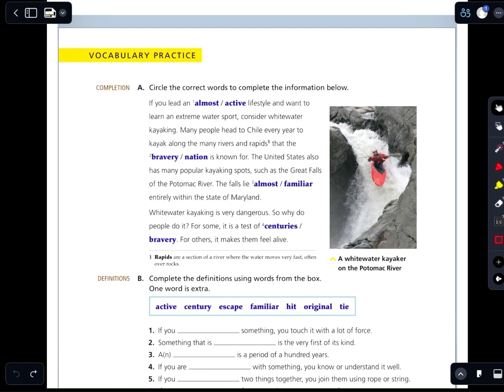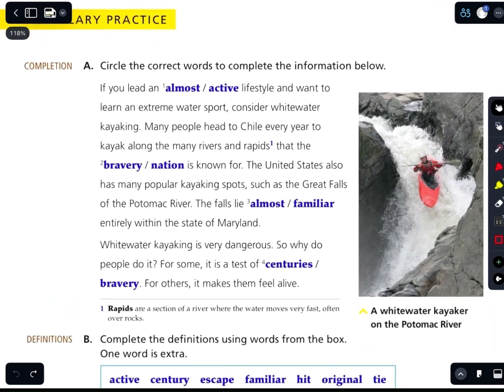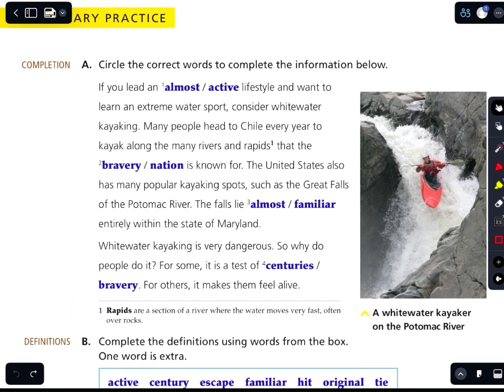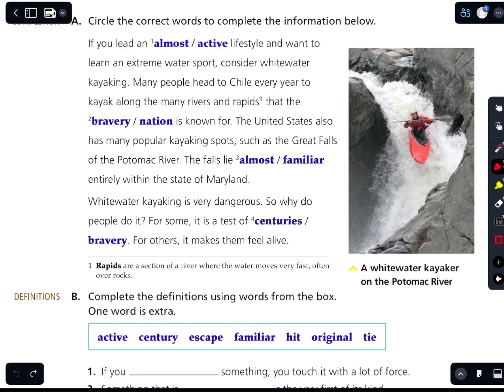Vocabulary practice. This is the last page before we go on to the video. You're doing good. Circle the correct words to complete the information below. If you lead an active lifestyle and want to learn an extreme water sport, consider whitewater kayaking. Many people head to Chile every year to kayak along the many rivers and rapids that the nation is known for. The United States also has many popular kayaking spots, such as the Great Falls of the Potomac River. The falls lie almost entirely within the state of Maryland.